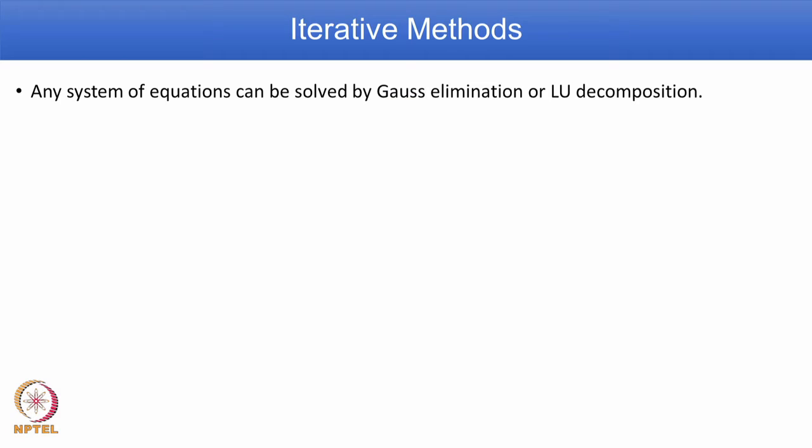Any linear system can be solved by Gauss elimination or LU decomposition procedure. The question is, if the matrix becomes complicated, whether the Gauss elimination or LU decomposition procedure is economical, or whether it will lead to some erroneous solution. In such a situation, what do we do? The second question: is it computationally, or in terms of time, economical to do direct methods, or is there a way that we can get the solution in an iterative way?